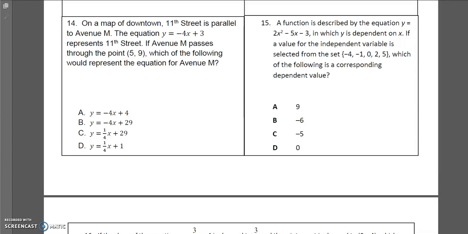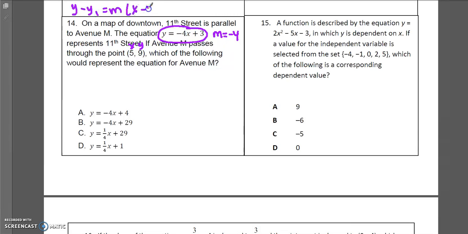Okay, 14 says that on a map of downtown, 11th Street is parallel to Avenue M. The equation y equals negative 4x plus 3 represents 11th Street. If Avenue M passes through the point (5, 9), which of the following would represent the equation for Avenue M? So if we're looking for parallel lines again, the slope for this line is going to be negative 4. So that means the slope for my new line also has to be negative 4, and we're passing through this point right here. So again, we are going to put this into point-slope form.